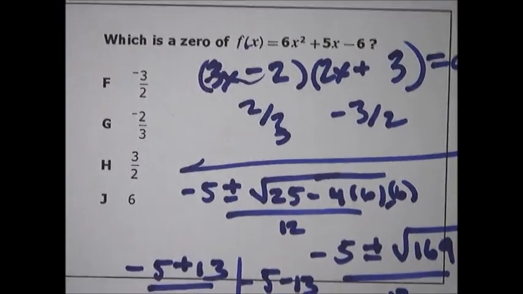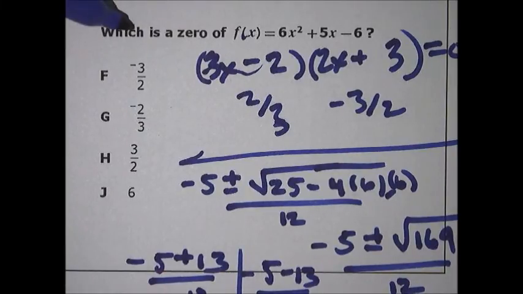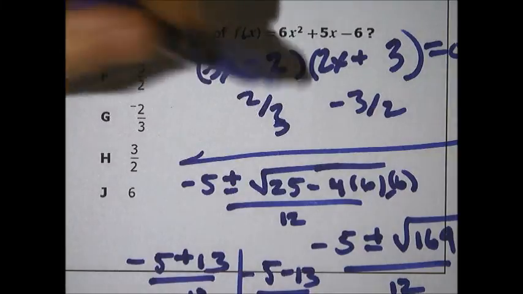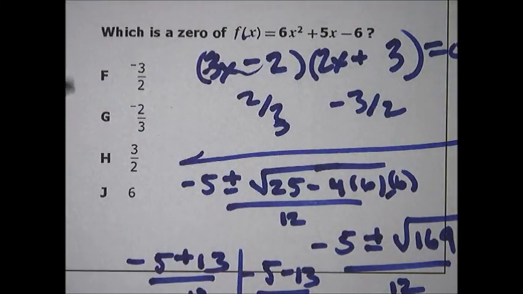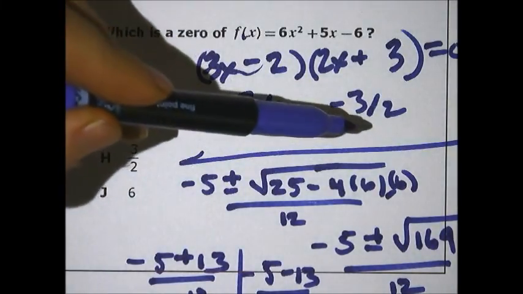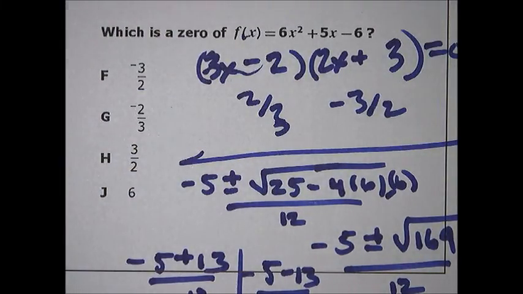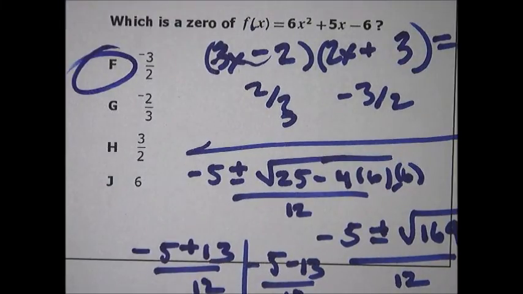Now back to the actual question. It says which one is a 0. Doesn't say that they're representing both of them, so you're looking for one of these choices to show up. If I look for 2/3, no. That one's -2/3, close, but that's not it. No and no. Is there a -3 over 2? Yes. So the overall answer to that is choice F.